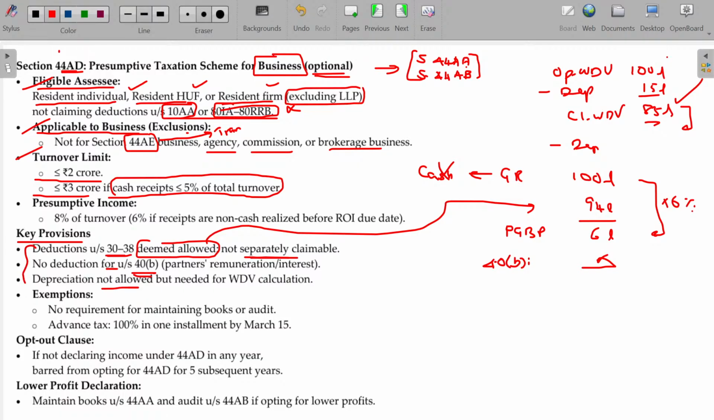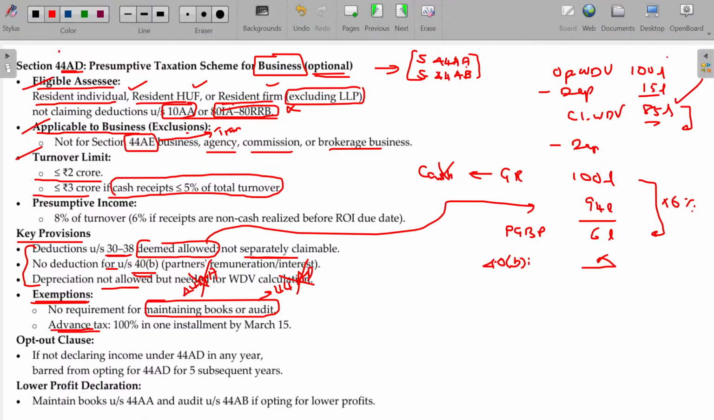These are the 3 points. First, you cannot claim any deductions under section 30 to 38 from this PGBP. Second, you cannot claim any remuneration as per section 40 clause B to the partners. Third, depreciation is also not deductible, provided WDV is adjusted after the depreciation only. And exemptions: you no need to maintain the books of account for audit. So 44AA is not applicable, and 44AB is also not applicable. Clear? These two are not required.